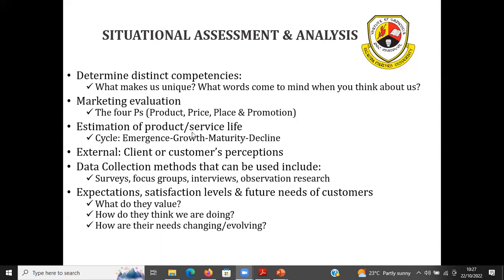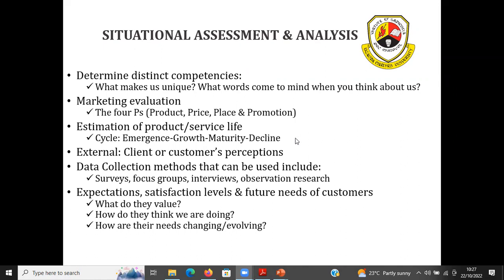Then you make an estimate of your product/service lifespan. In terms of an overall organization, of course, we can consider what products you sell, how long, what is their lifespan, what is their maturity. Then you look at the cycle itself, from the time of emergence to its growth, maturity, and decline.